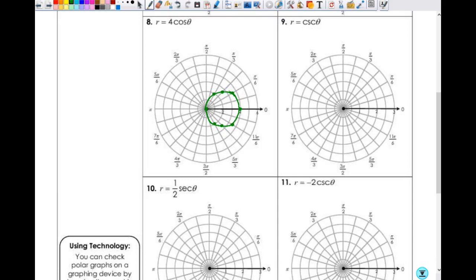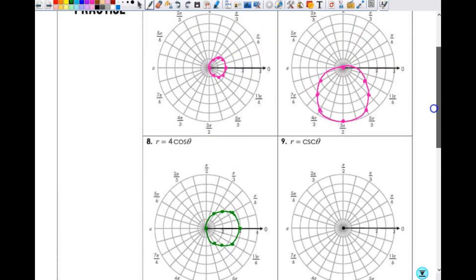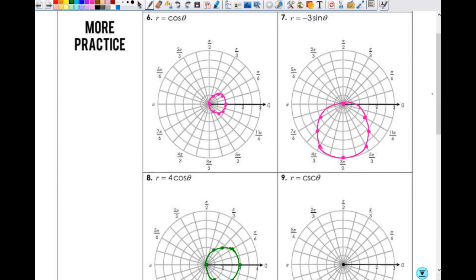Okay, any questions? Now let's just look at these for a minute. So the cosine graph is symmetric. Both of these cosine graphs are symmetric to the polar axis. The sine graph we had on the front and on the bottom was symmetric to pi halves. This one's to 3 pi halves.